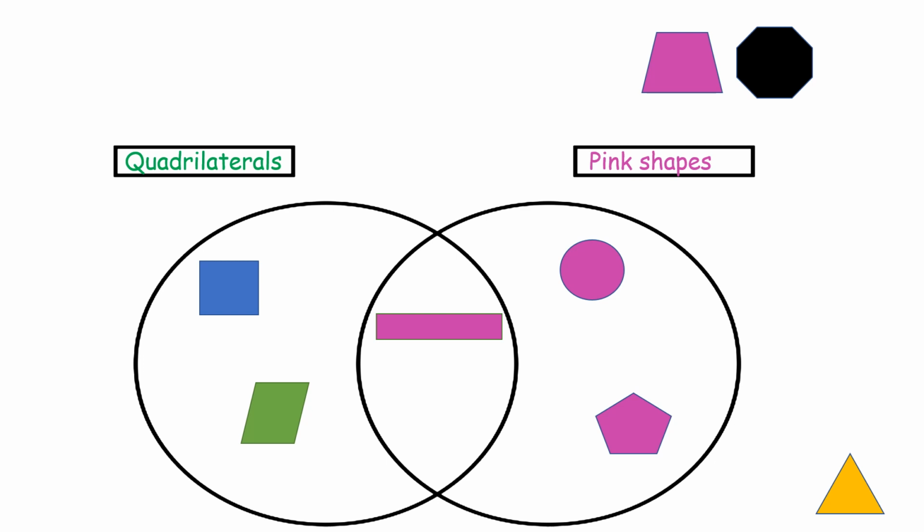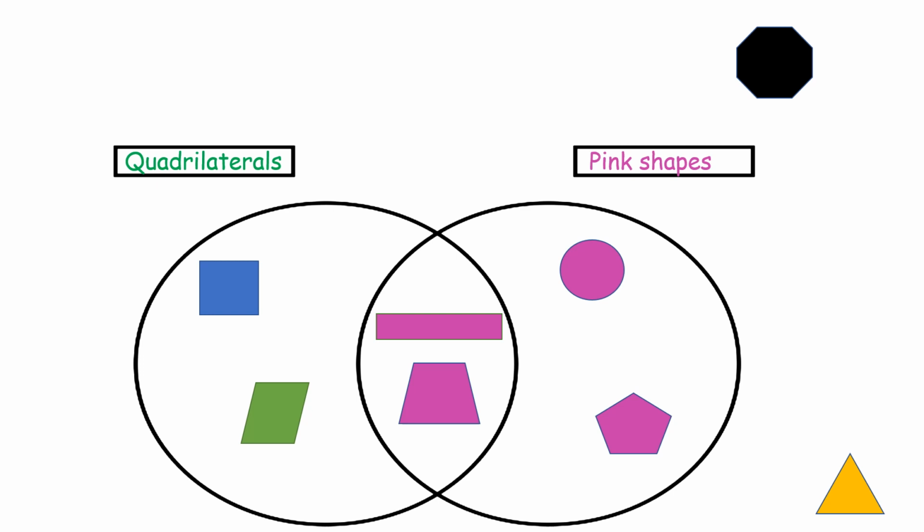Do you know what our next shape is called? This is called a trapezium. Now a trapezium has how many sides? 4 sides. So our 4-sided pink shape, where do we think that will belong? Great, our pink trapezium belongs in the middle part of the Venn diagram. And that's because it's a 4-sided shape, it is a quadrilateral, but it's also pink, so it comes under both categories.